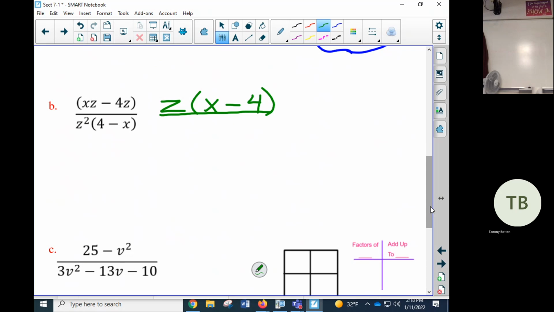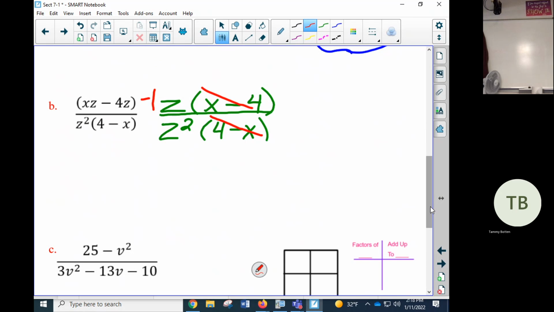Now the bottom, I can't do anything with that z squared, and then I just have this 4 minus x, okay? Does anyone see anything we can simplify? Dan? If you multiply the top by -1, then you take out the x minus. Yes. Then these are gone. Do you suppose I could get rid of a z if I have 1 on top and 2 on the bottom?